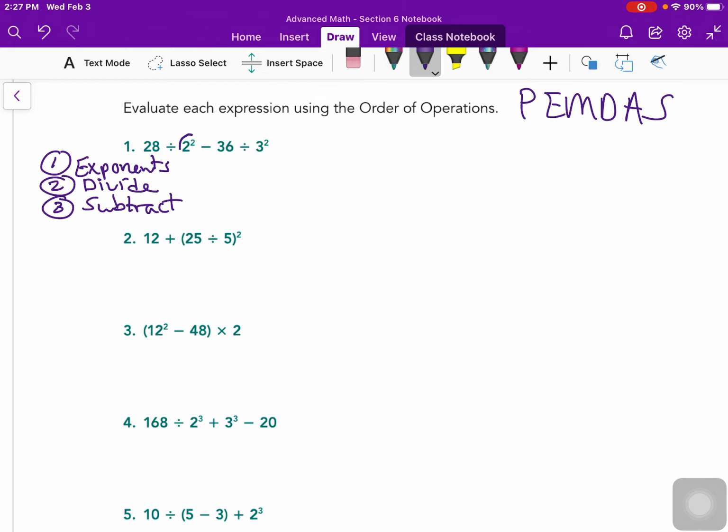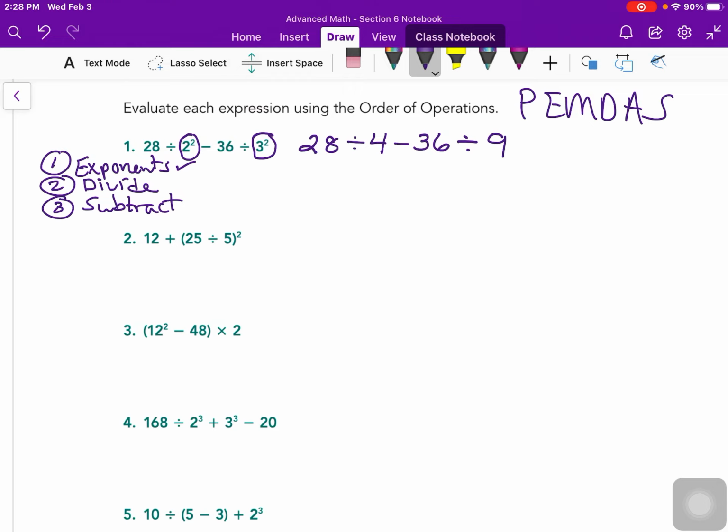If I'm going to do the exponents first, that's these two, and I know that 2 squared, or 2 to the power of 2, is 2 times 2, that's 4. So I'm going to rewrite my equation: 28 divided by 4 minus 36 divided by, and instead of writing 3 to the second power, I'm going to say 3 times 3 is 9, and I'm going to write 9. All right, done with exponents.